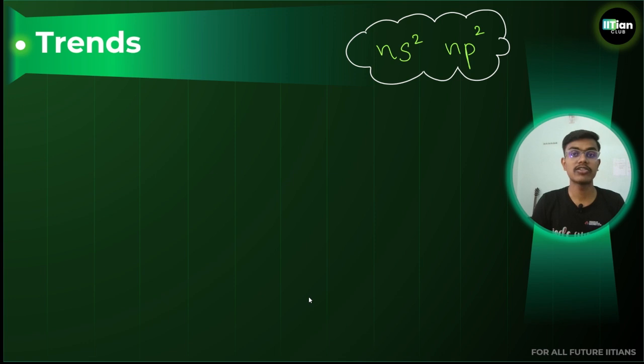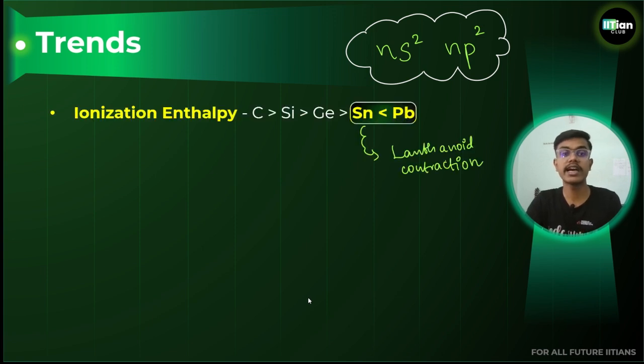Next, we have the important topic, trends. And before that, you can note that ns2np2 is the general outermost electronic configuration of group 14. Beginning with the ionization enthalpy, you generally know that ionization enthalpy decreases down the group, but in this case, in the last two elements, there's a slight increase in ionization enthalpy from tin to lead.